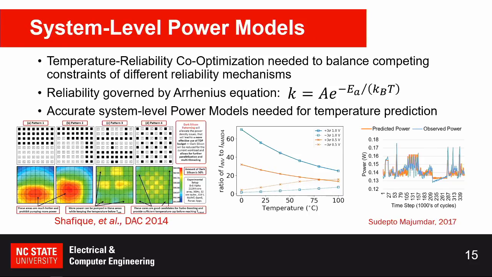But where I'm coming at this from is the problem that all of the research that's out there in temperature reliability co-optimization is based on unreliable power models. And the problem with that is that if your power model is unreliable, then I think your co-optimization is also going to be unreliable. And for the reasons for that, I've just got two images here that illustrate why they're unreliable.